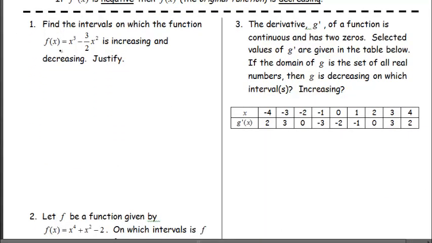All right, where's this function increasing and decreasing? So let's find the critical numbers. This derivative exists everywhere, so the only thing we're looking for are x values that make the derivative 0. Set each factor equal to 0. We have two critical numbers.